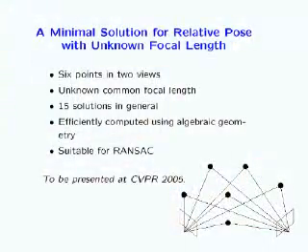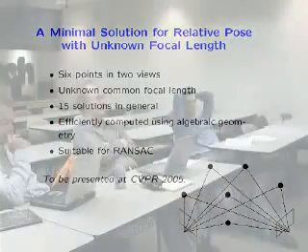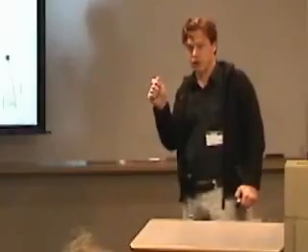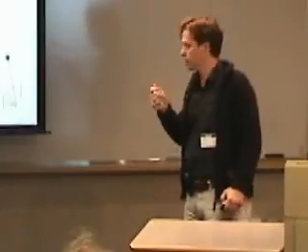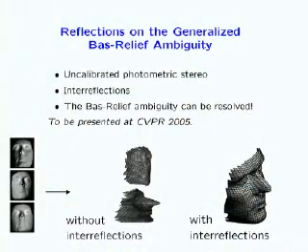6 points. Is this a minimum, or is it 5 and some fraction of points? No, it's exactly 6. 5 points is minimal for fully calibrated, and here we add one unknown, the common focal length. So then we need an extra point to solve for that. Right.